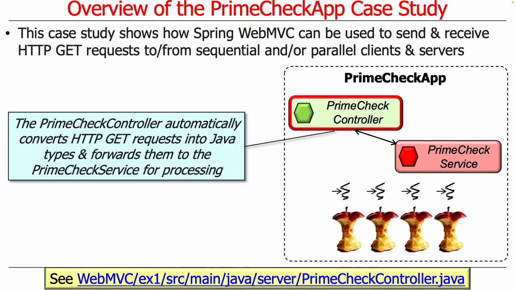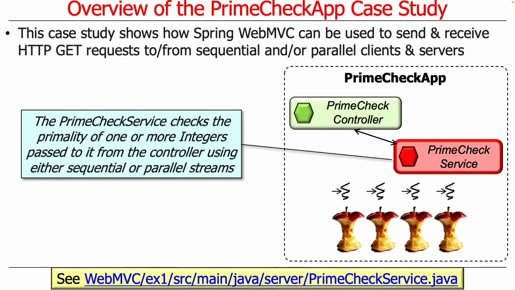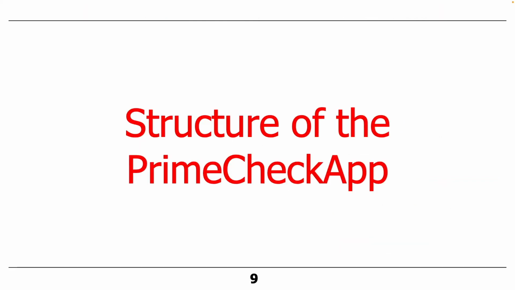This thing called the PrimeCheck controller automatically converts HTTP GET requests into Java native types, like integer or string or list of integer and so on, and then forwards them to the PrimeCheck service to be processed. The PrimeCheck service checks the primality of the integers that are passed to it from the controller using either sequential or parallel streams. We'll take a closer look at this stuff after we walk through the big picture of it. So let's talk briefly about how this app is structured.